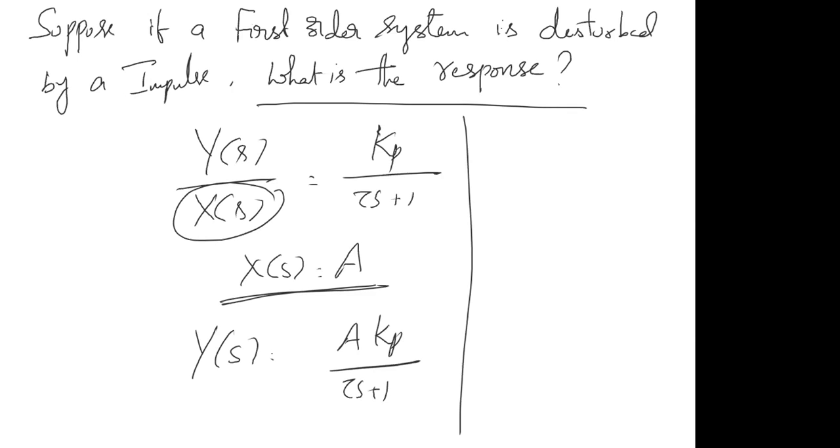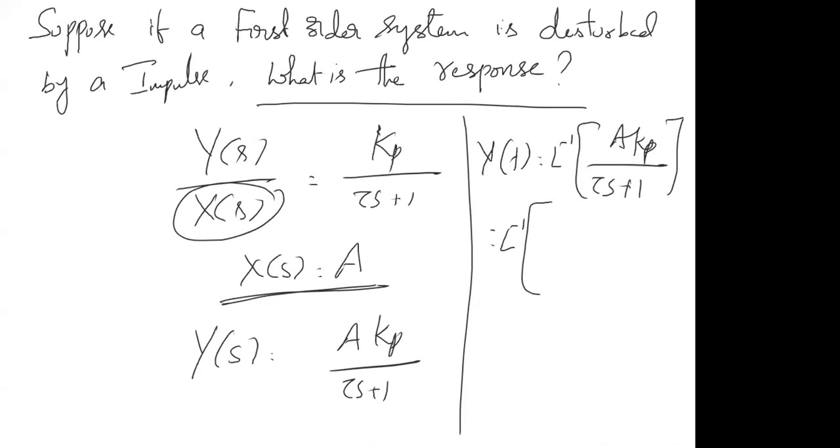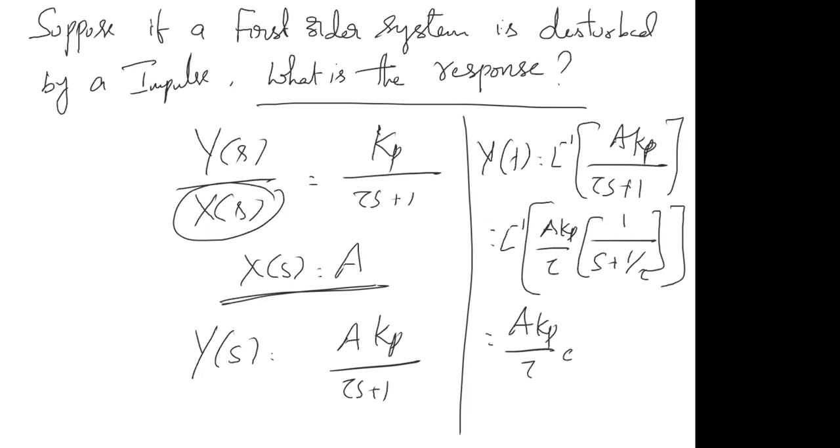Then what is my y of t? Laplace inverse of A Kp by tau s plus 1. How do you write this one? You can write it as A Kp by tau common, 1 by s plus 1 by tau. So A Kp by tau into e power minus t by tau. So y of t is equal to A Kp by tau into e power minus t by tau.